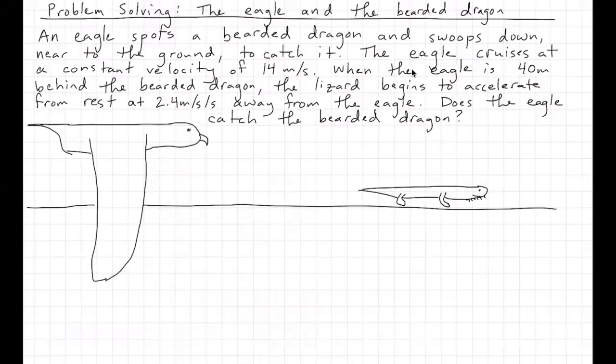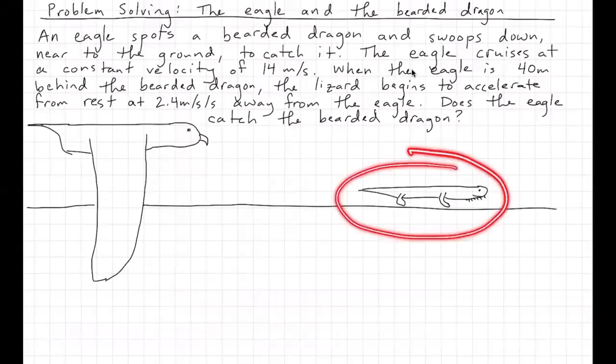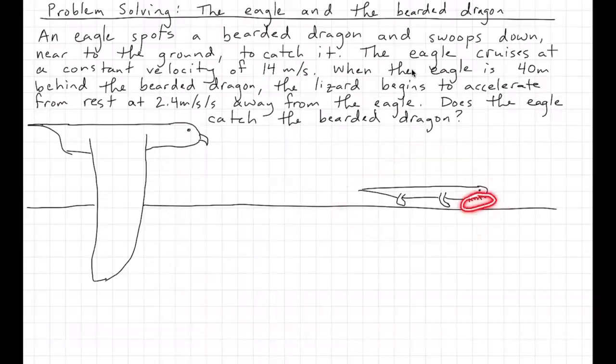So just to read through the statement of the problem here, it's about an eagle and a bearded dragon. A bearded dragon is a lizard. That's that little lizard right here. This is the bearded dragon right here. And you can see its beard right here, which is a really important feature of this lizard. But the problem goes, an eagle spots a bearded dragon and swoops down near to the ground to catch it.